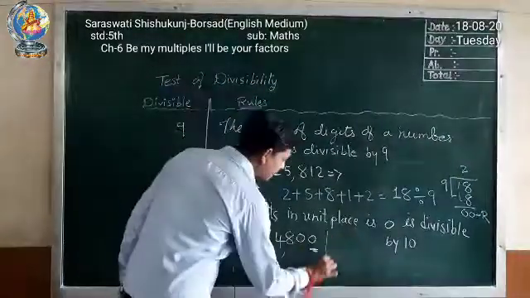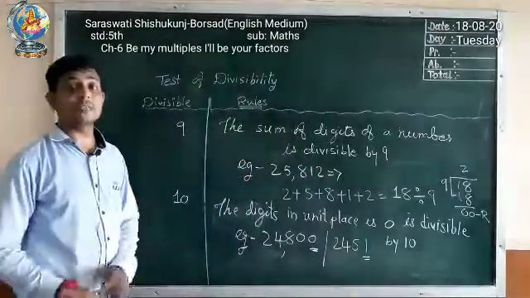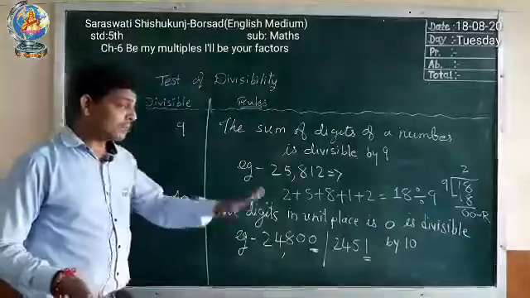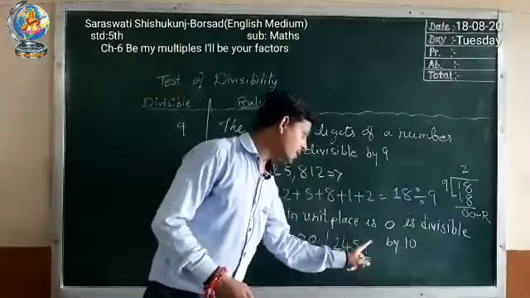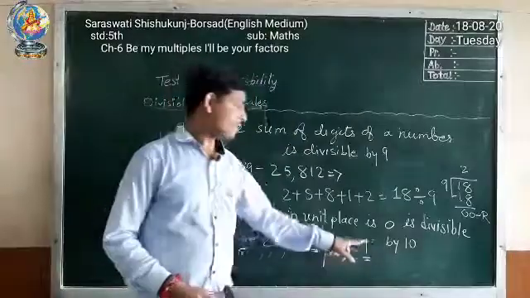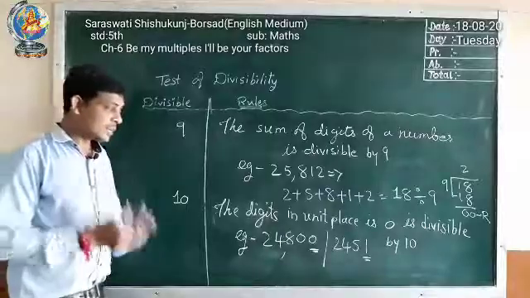If they have given, like this, 2451, here at the unit place they have given 1, then the given number is not divisible by 10, because here a 1 is at the unit place instead. If a 0 were there, then the given number would be divisible by 10.